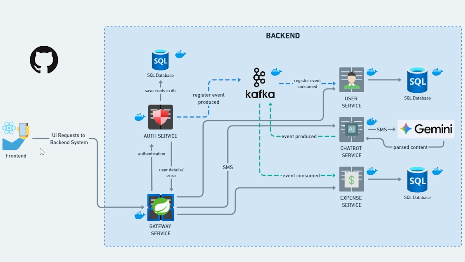Just let me do a quick recap of the entire flow. In the very first step, the front end will send a request to the gateway service, which is the single entry point of the entire backend microservice architecture. It will go to the auth service. Once authenticated, it will return all the user details, which will be added into the original request, then forwarded to the respective microservice that was requested, and accordingly the response will be forwarded back to the front end.